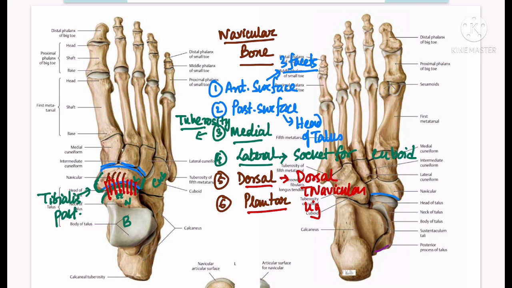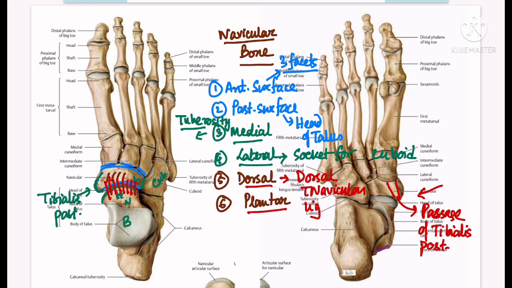What about the plantar surface? We will see the plantar surface in this diagram, right? This one is the plantar surface. What is important in the plantar surface? The plantar surface presents a groove in its medial part through which passes the tendon of tibialis posterior. So here is a groove in the medial part for the passage of the tibialis posterior.